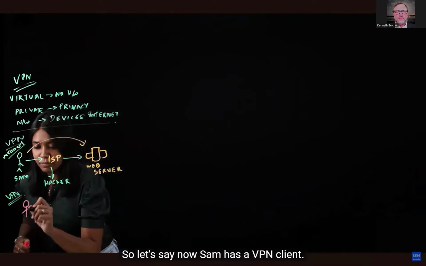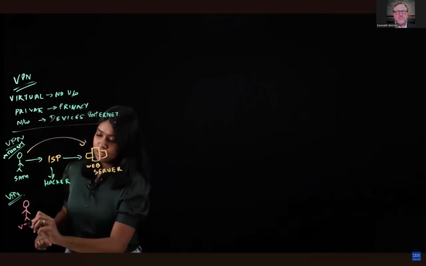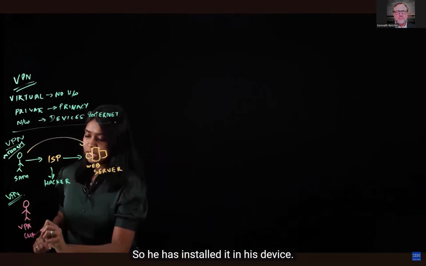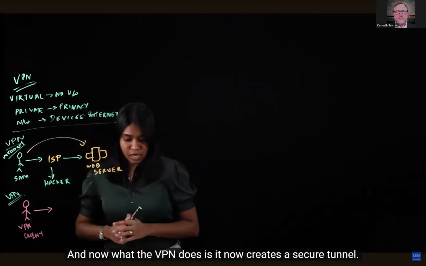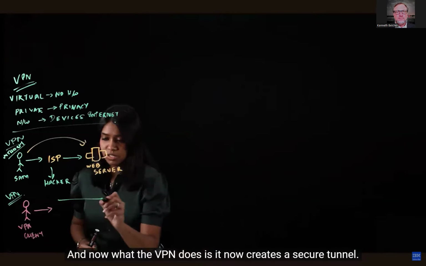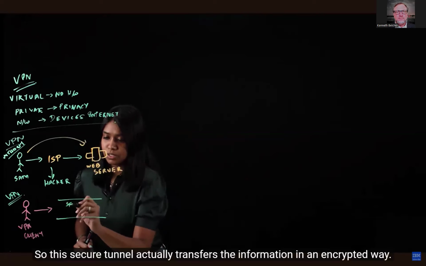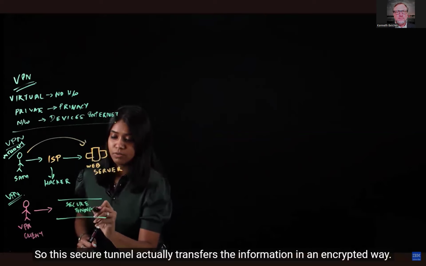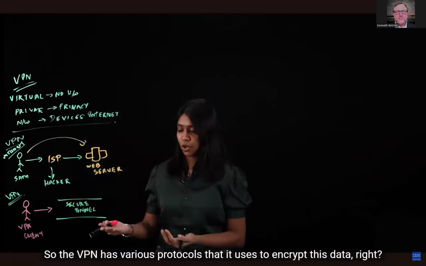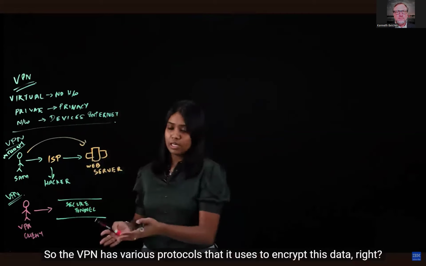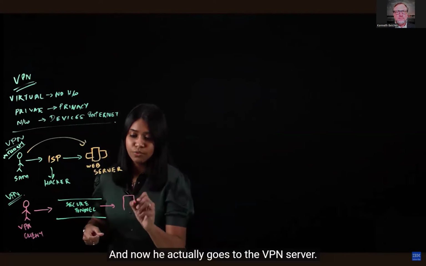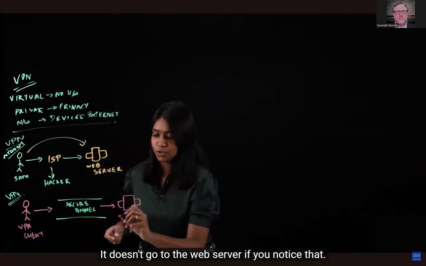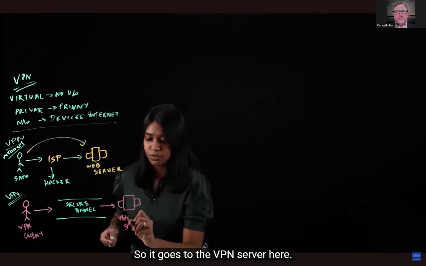So let's say now Sam has a VPN client. He has installed it in his device. And now what the VPN does is it creates a secure tunnel. This secure tunnel transfers the information in an encrypted way. The VPN has various protocols that it uses to encrypt this data. And now he goes to the VPN server. It doesn't go to the web server, if you notice that. So it goes to the VPN server here.